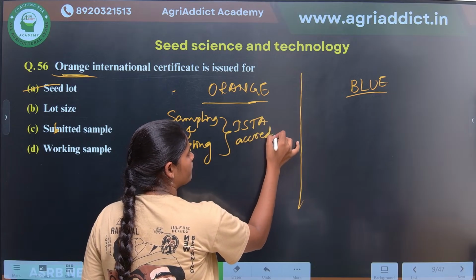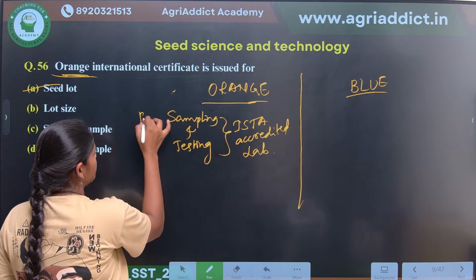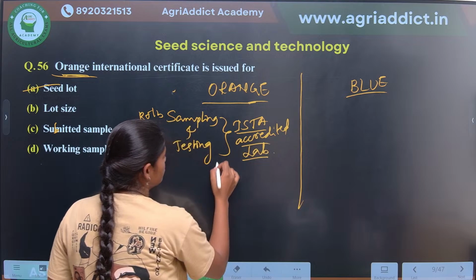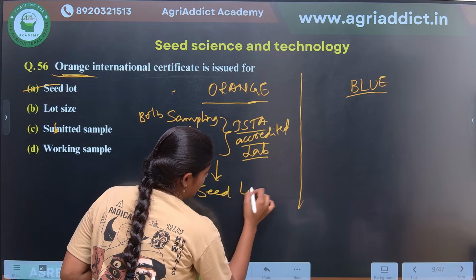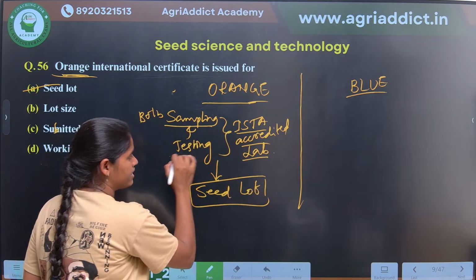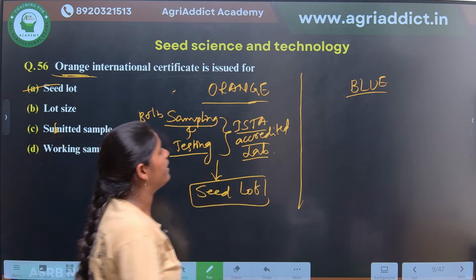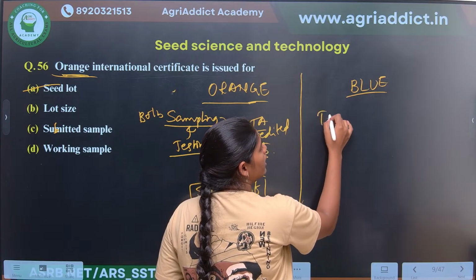Okay. If both sampling and testing are done by an ISTA accredited laboratory, that means it is related to the seed lot, because the same laboratory has sampled it and the same laboratory has tested it. So it is given for the seed lot. But in the Blue International Certificate, what happens? Only the testing part.